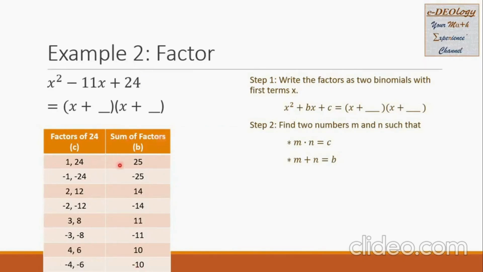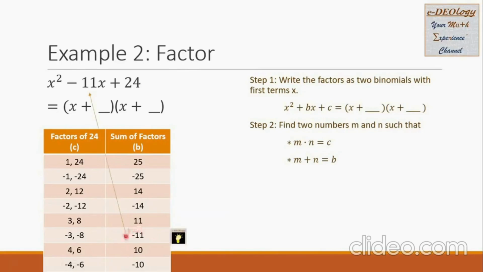1 plus 24 is 25. Negative 1 plus negative 24 is negative 25. 2 plus 12 is 14. Negative 2 plus negative 12 is negative 14. 3 plus 8 is 11. Negative 3 plus negative 8 is negative 11. 4 plus 6 is 10. Negative 4 plus negative 6 is negative 10.